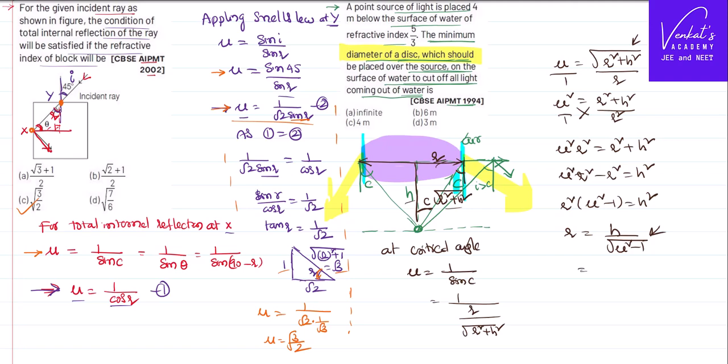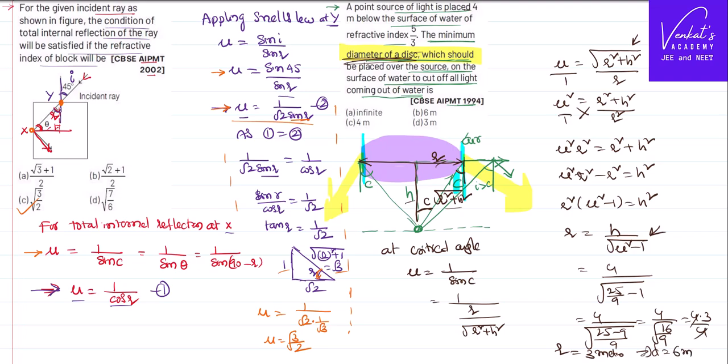How much is that? h is given as 4. Mu is given as 5 by 3. You have to square it: 25 by 9 minus 1. That is 4 by 9, with 9 as the LCM: 25 minus 9 is 16 by 9. So r is 4 into 3 by 4. So the radius is 3 meters. Be careful, that's the radius, but what you want is the diameter. Diameter is double that. That implies the diameter is 6 meters.